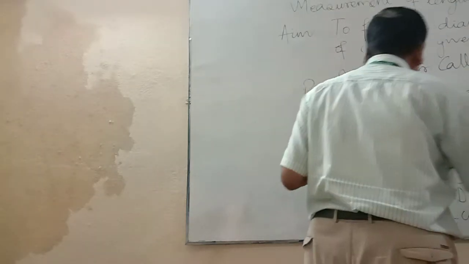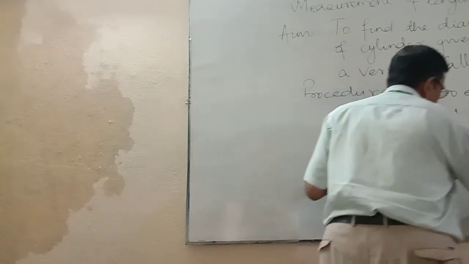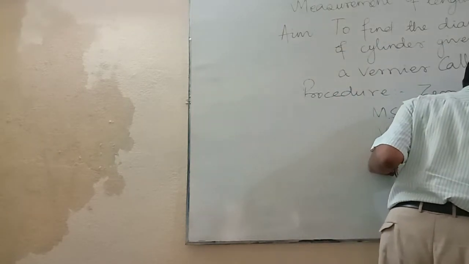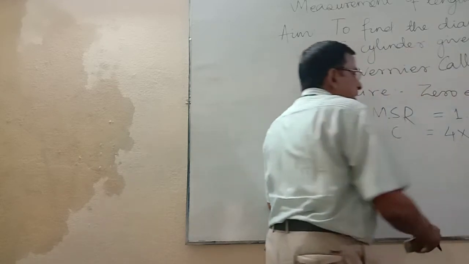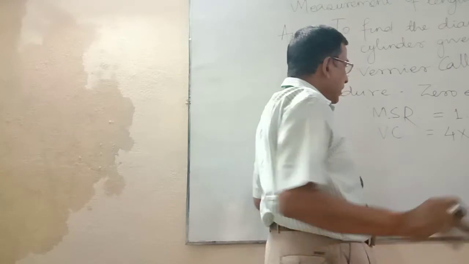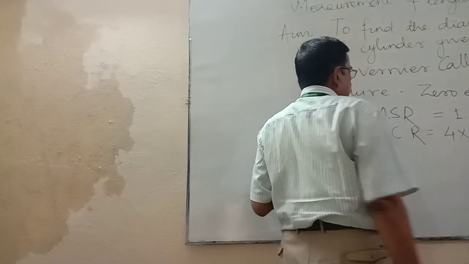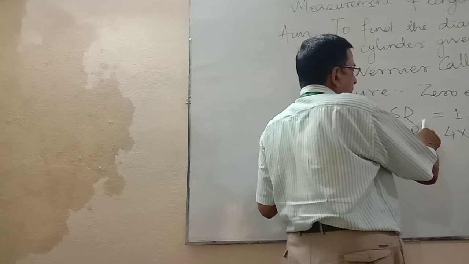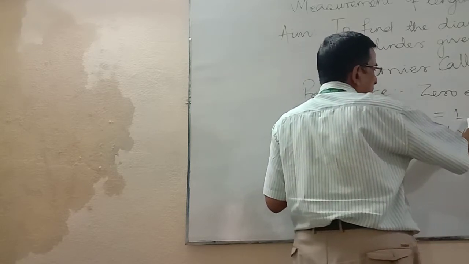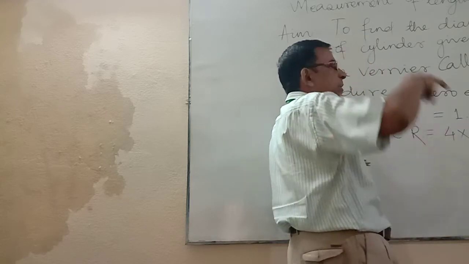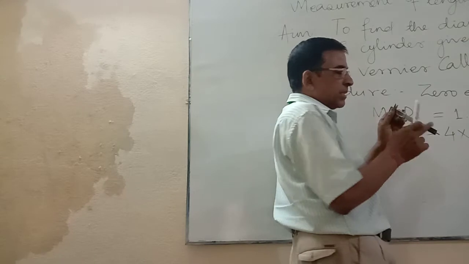0.04 centimeter. This is the additional part that we are not considering in our main scale reading. Okay, in our MSR, so in MSR, what happens? We are getting 1.2. If you are going to 1.3, that will be an error because we are going to the next value in our MSR, main scale reading.